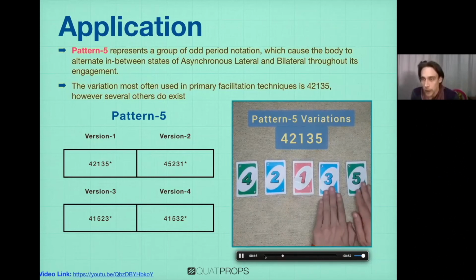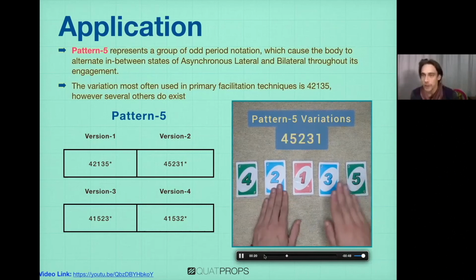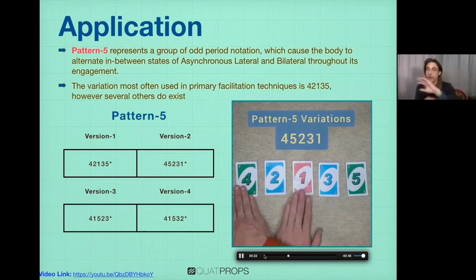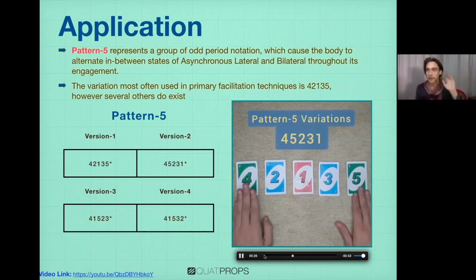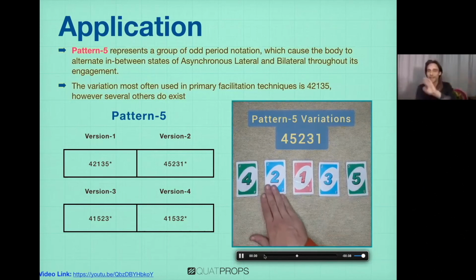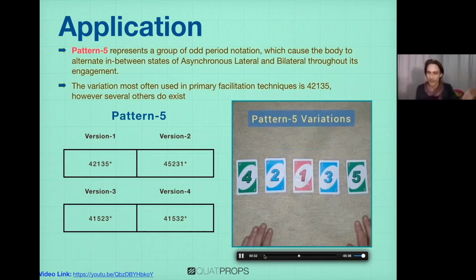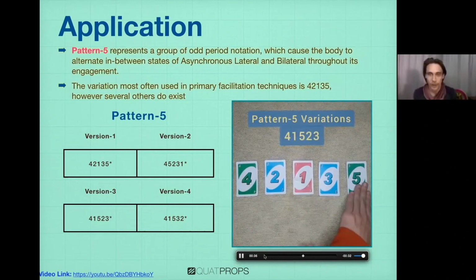So be very aware of that, because a really common error when we start to facilitate these patterns is the person will sequence it correctly the first time through, and then they'll always start with the same hand. So they'll do left, right, left, right, left, left, right, left, right, left, left. They always start from the same position when they should be alternating positions.